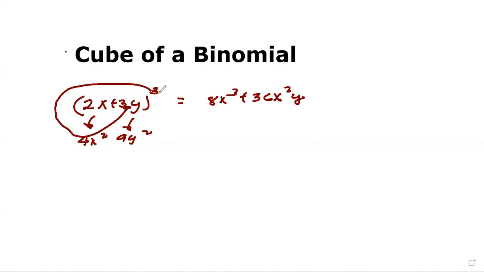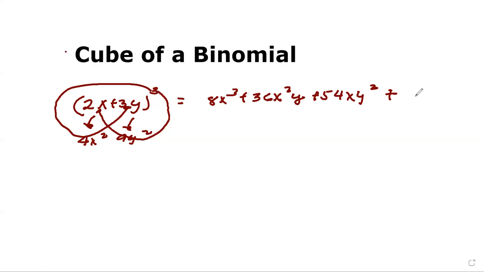And then yung third term natin, ito yung magiging pattern. Okay, it looks like that, no? 3 times 9y squared times 2x. Kaya magkakaroon tayo ng 3 times 9, that's 27, times 2, 54, xy squared. So plus 54xy squared.